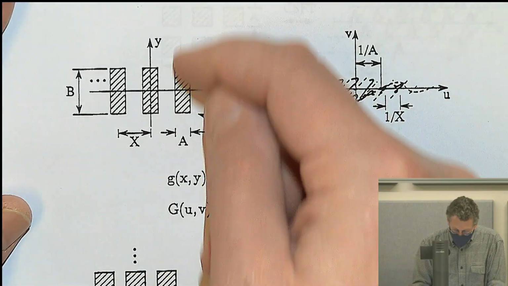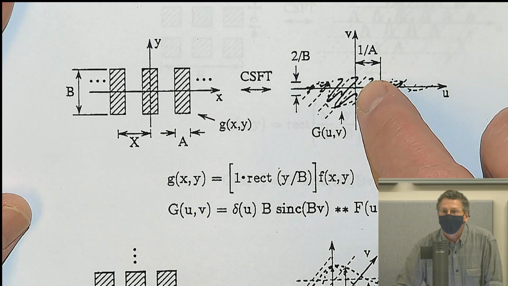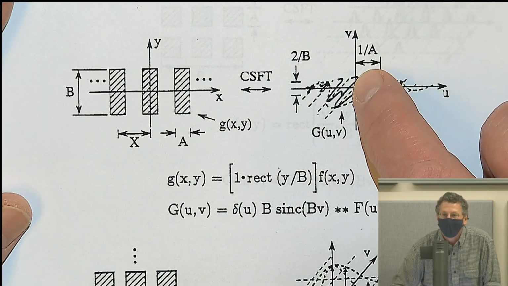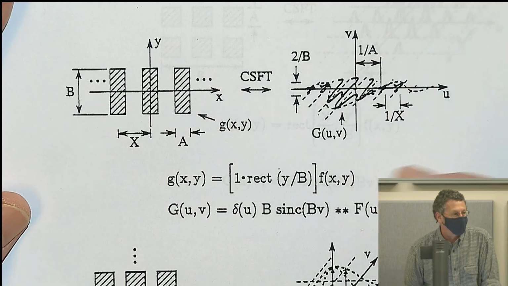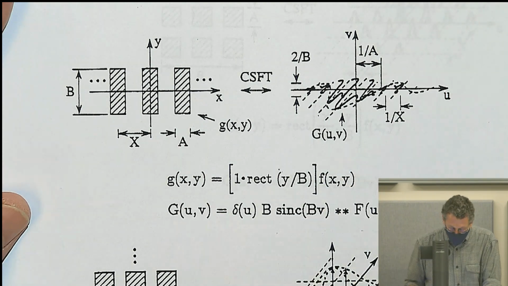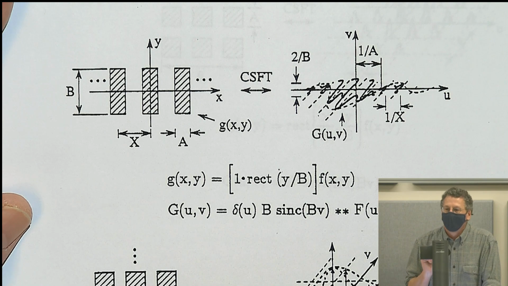Now, we could also do the window vertically. In that case, the sinc functions are oriented vertically rather than horizontally. If we windowed both ways, by the way, we would get little 2D sincs.